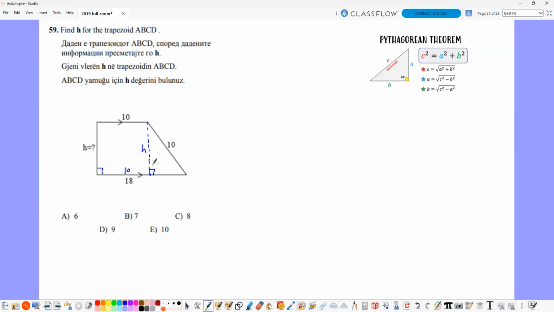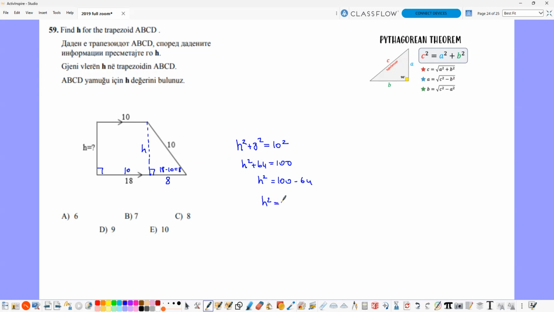Pardon, this is also 10. Since the total is 18, this is 18 minus 10, which is equal to 8. And since this is 8, h squared plus 8 squared should be equal to 10 squared, which means that 8 squared is 64, so h squared plus 64 is equal to 100. H squared is equal to 100 minus 64.